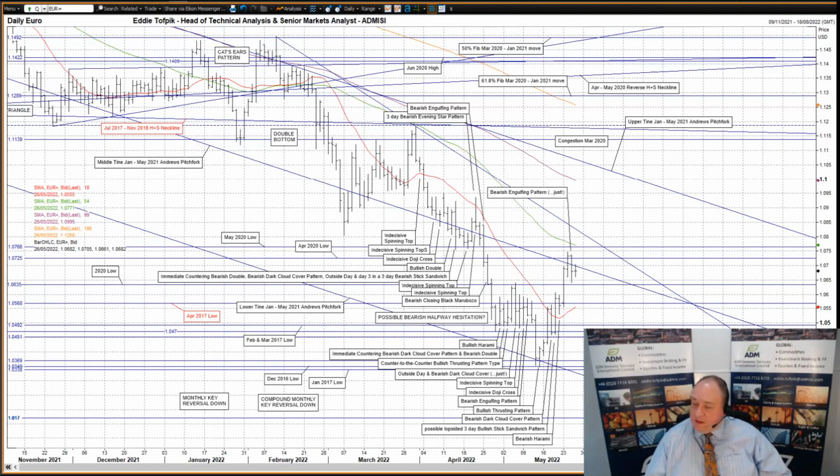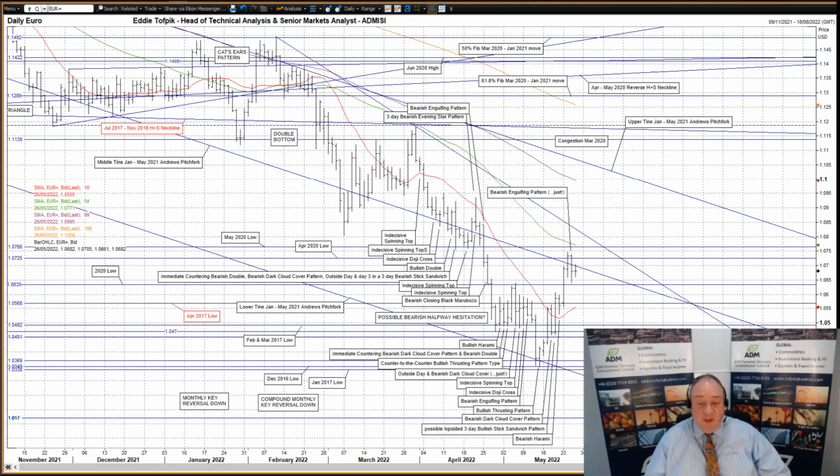I'll start with the euro against the dollar. A bearish engulfing pattern yesterday as the recent market's rise approached just a little too close to the first heavy-duty declining piece of resistance. The market pushed back down below the middle time, currently 106.99, of the well-highlighted January to May 2021 bearish Andrews pitchfork.